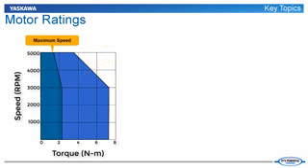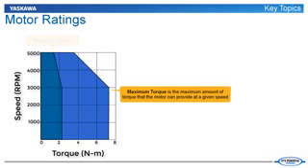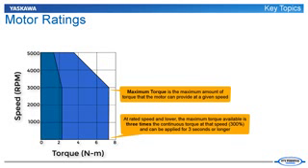The motor's maximum attainable speed is listed at the top of the speed-torque curve, and the motor's maximum torque is at the far right. The maximum torque available is generally 3 times the continuous torque and can be applied for 3 seconds or longer.